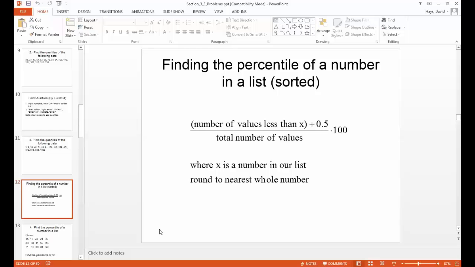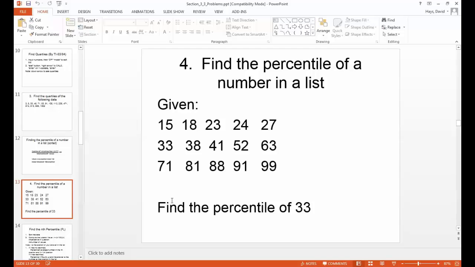Now, find the percentile of a number in a list. And the list has to be sorted. We take the number of values less than x, that's the number we're looking for, plus 0.5, divide by the total number of values, times 100. So let's take a look at this problem.